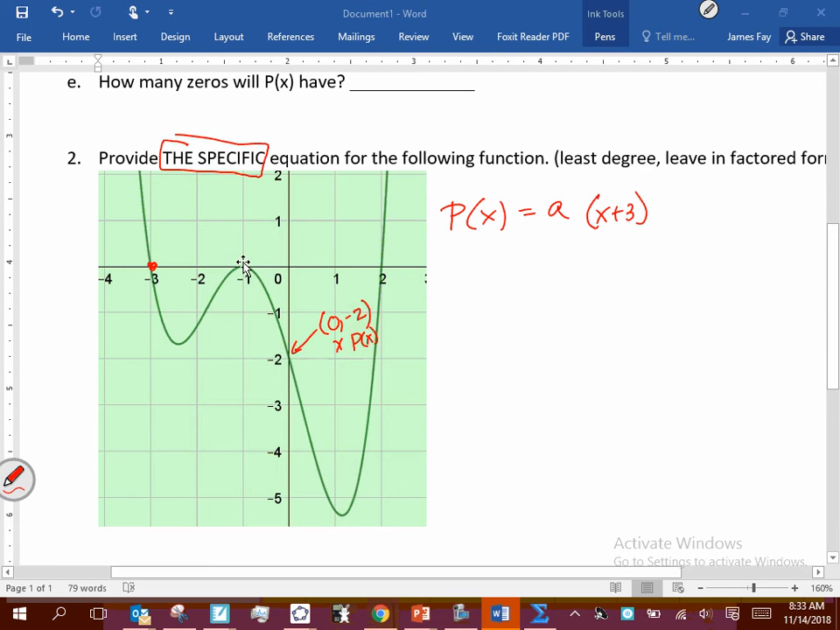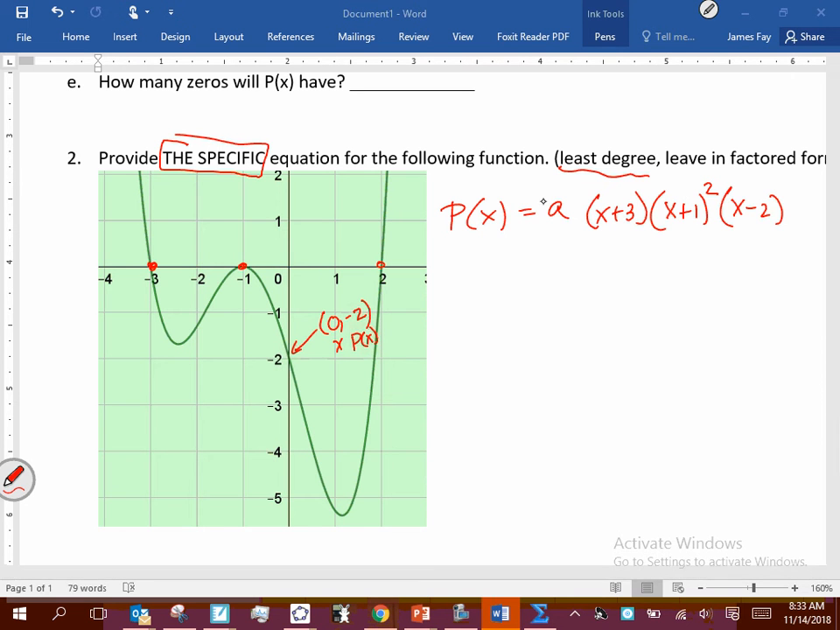All right, so negative 1 is a 0, so what's that factor going to be? X plus 1, but how many times? Twice, right? Okay, so leave it in least degree. And we talked yesterday, this could be 2, 4, 6, 8, depending on that tangency. If it's least degree, it's got to be 2. Okay? And now this one here is going to be x minus 2. So if I just asked for an equation, this would be one. This would be one, right?